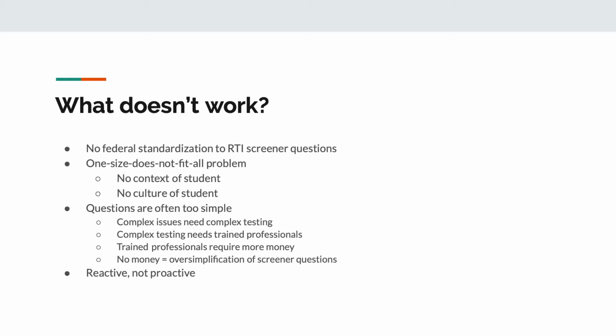In order to have complex testing, you need to have trained professionals. In order to have these trained professionals, that requires more money, and if there's no money, then that's how you get more of the oversimplification of screener questions, and so it becomes a cycle like that. And the last major issue is that RTI is very reactive. It's not proactive, so that's why you're seeing the most movement in Tier 2, and not the most movement from Tier 1 to Tier 2 or from Tier 3 back to Tier 2. You're seeing it go out from Tier 2.